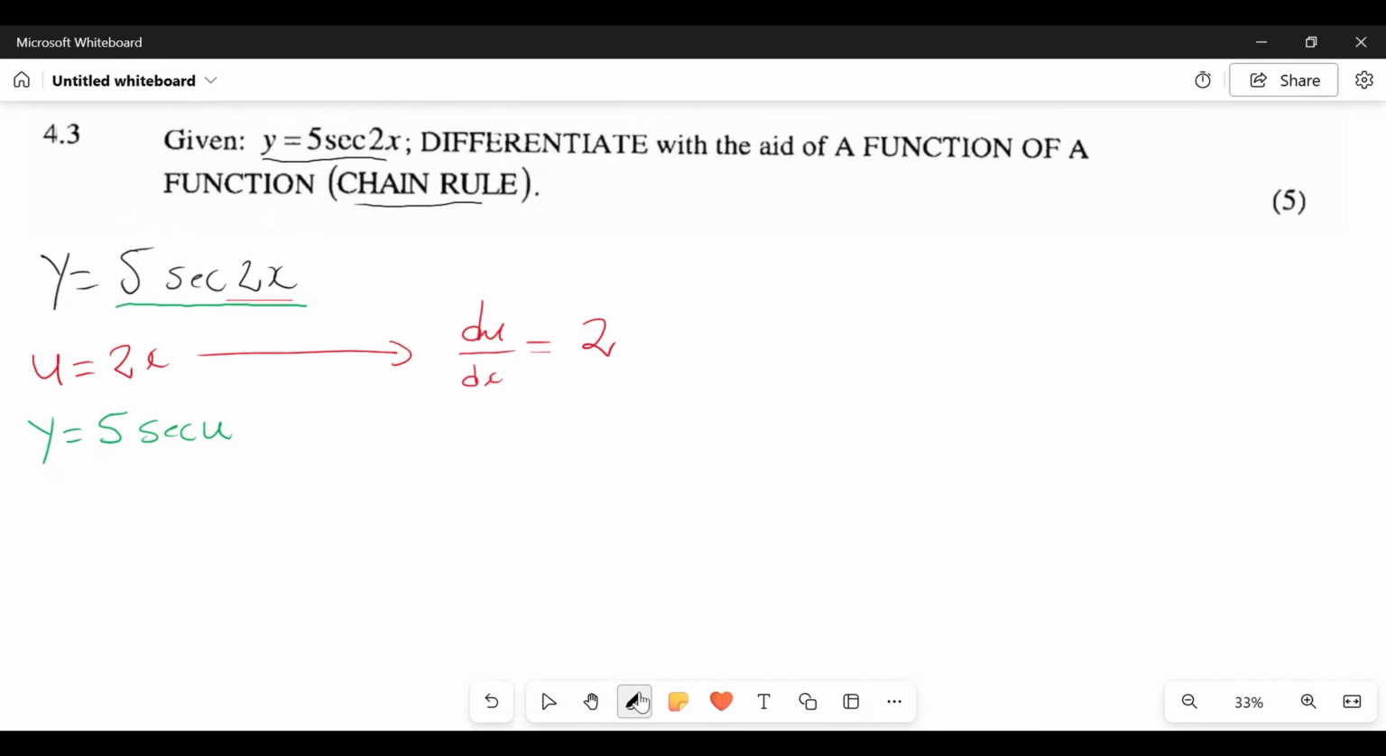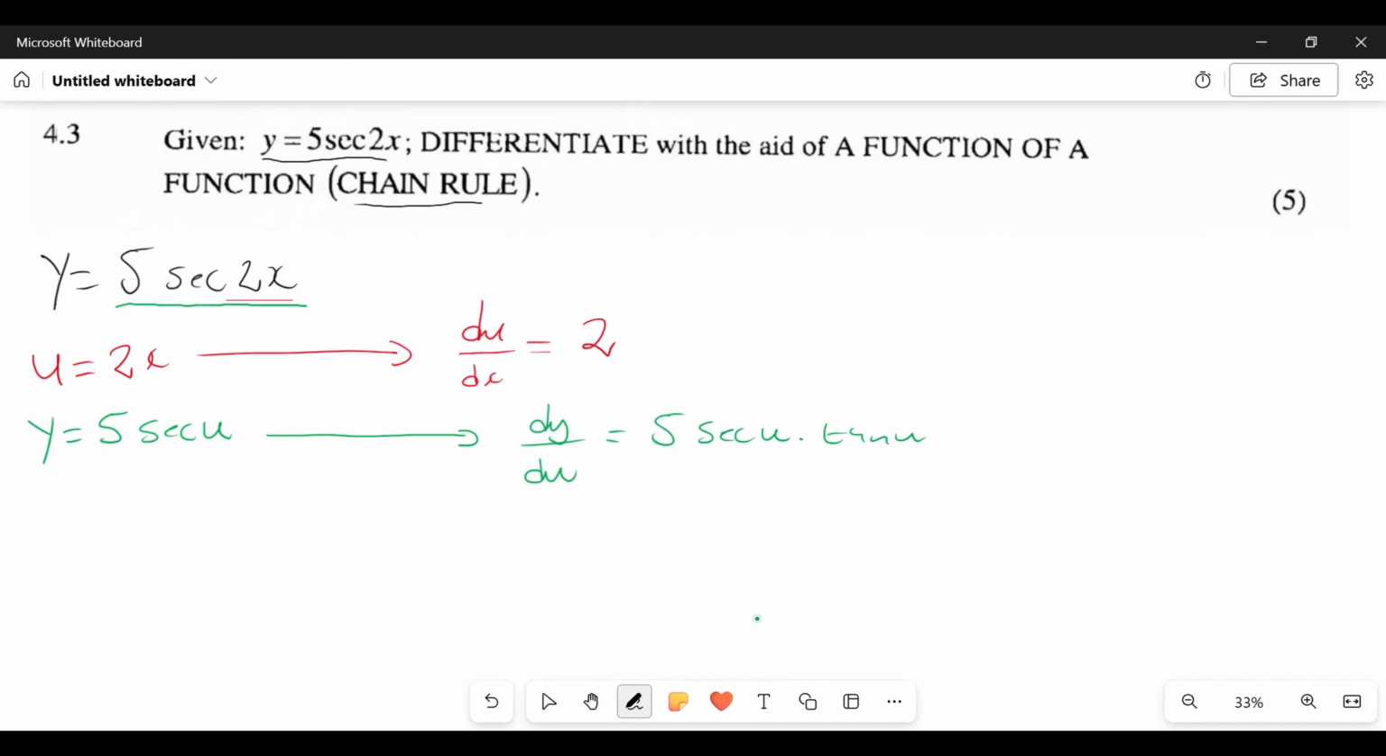And then we derive the second equation, which is dy over du. We are deriving y with respect to u. So this is going to give us 5, right? And then the derivative of sec, my good people, is sec u multiplied by tan u. Do not forget that, guys. This is on the formula sheet, so make sure that you double check. The derivative of sec is there on the formula sheet.